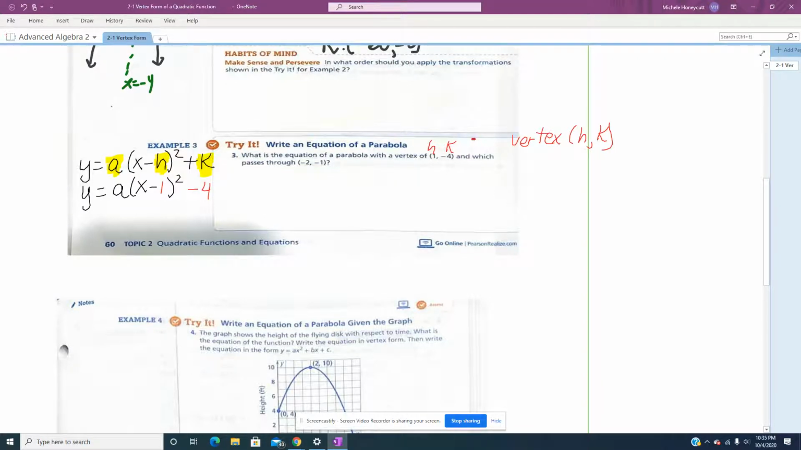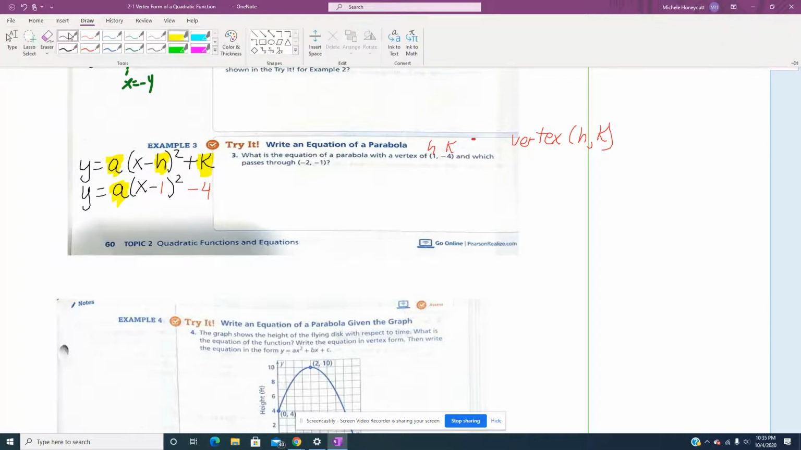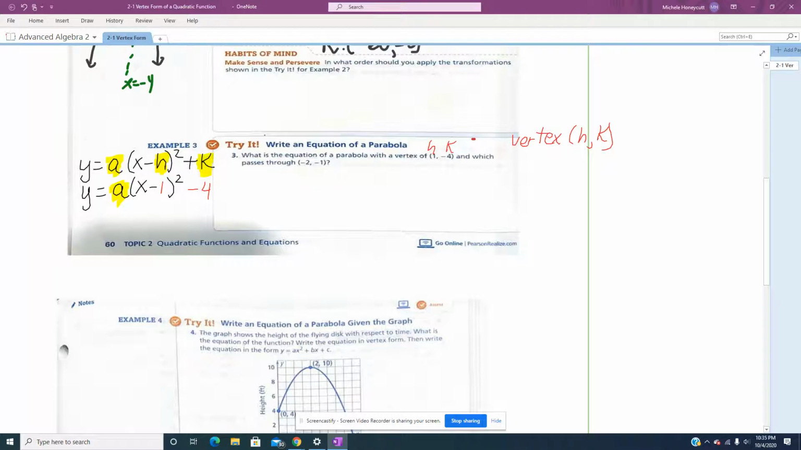Okay, problem though, I still need to figure out what this a is. So here's what you're going to do. You are going to use this other point. It just says that it passes through the point -2, -1. That's a random x value, and that is a random y value. So what you're going to do is substitute in the x and y to find a.